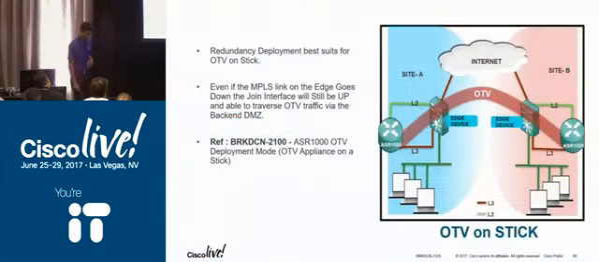Come on, flip the slides. I didn't stop there. It was going on in the back of my head that, okay, I gave him a solution, but there are chances that this join interface might go down, because it's not in my control, it's going towards the ISP. Something happens at the ISP end, the interface goes down. What next?